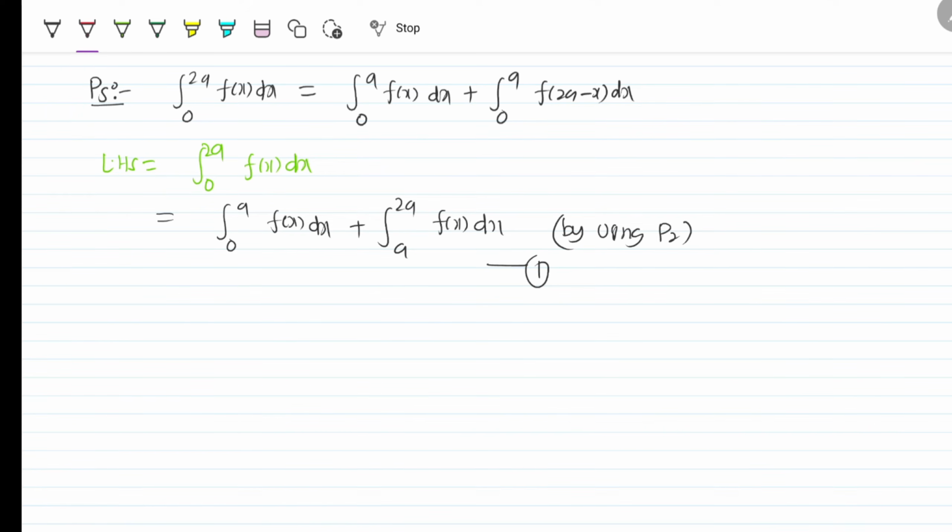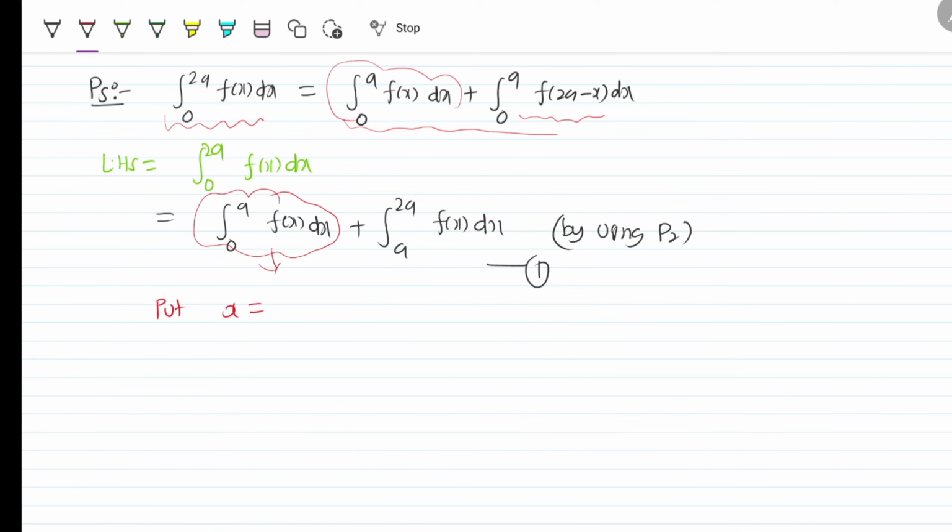Now you can see we have taken LHS and we want to prove this. If you see this already here, it means no need to do anything with this. Whatever substitution or any technique we have to do, it is with this integral. So here we will use one substitution. What will we use?